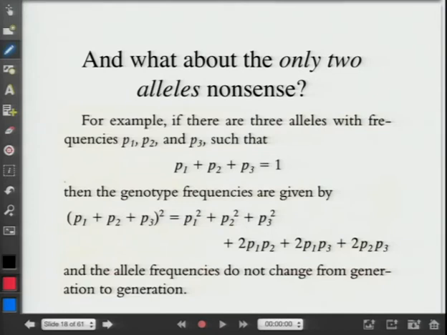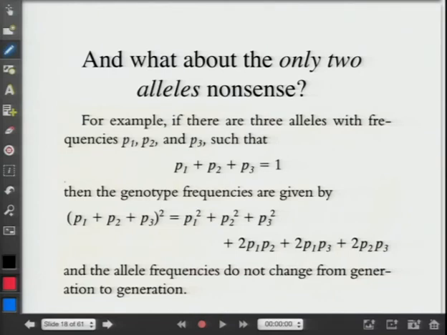Does that screw up your ability to calculate and use Hardy-Weinberg equilibrium as a null model? The answer is no. However many alleles there are, you calculate the frequency of each of those alleles. If you add them all up, what do they add up to? 1. So here's an example with 3 alleles, with frequencies p1, p2, p3. But you could do this for 20 or 50 or 1,000 or however many you wanted to do. They would all add up to 1 if you've got them all.